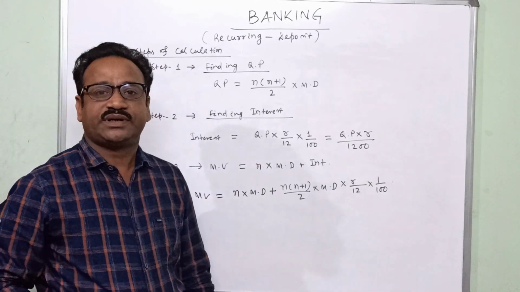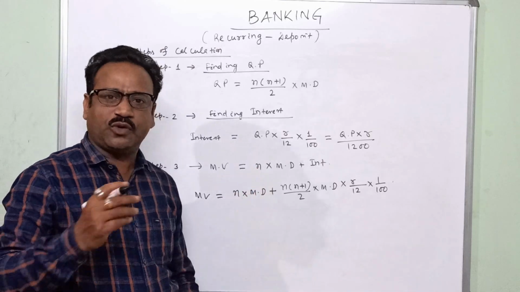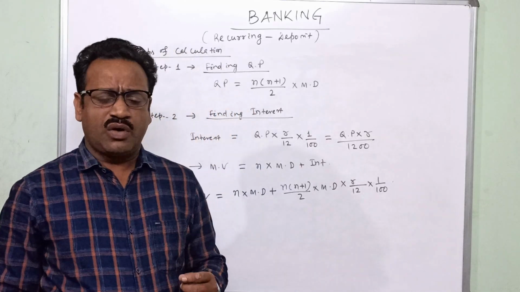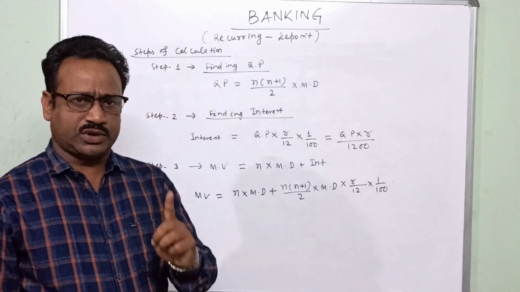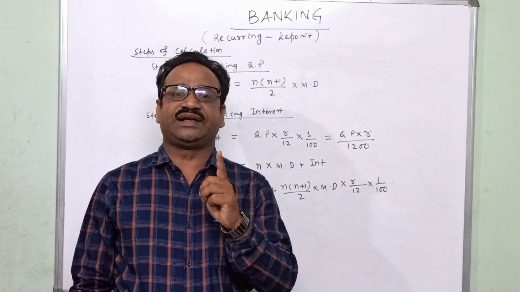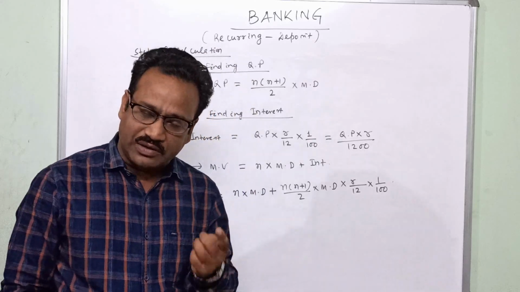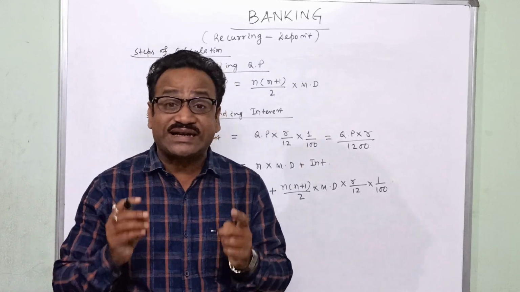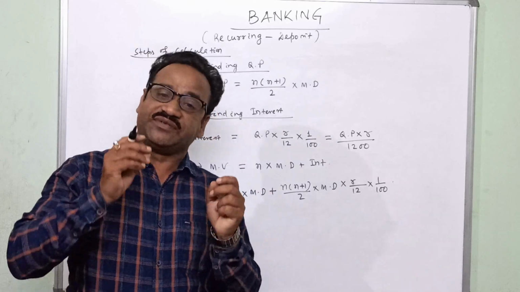Now let us take one example to find the maturity value. Before solving the example, let us know how many types of questions come. There are basically 4 types of questions. Number 1, finding the maturity value. When the question is for finding maturity value, the monthly deposit, the rate of interest, and for how much time you have deposited the money are given in the question itself.